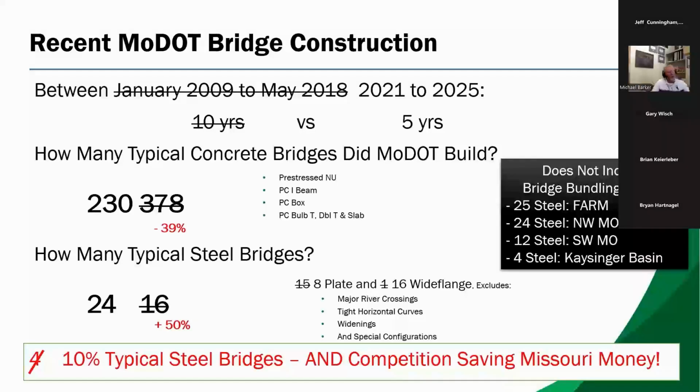And this doesn't even include those bridge bundling projects where 25 steel bridges were part of that farm project, and 24 and 12 and 4 are part of some of their other bridge bundling projects. But we see that Missouri, because they compete, the number of steel bridges has gone up. But more important than that, that competition has been saving Missouri money.